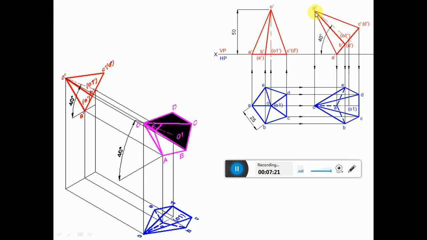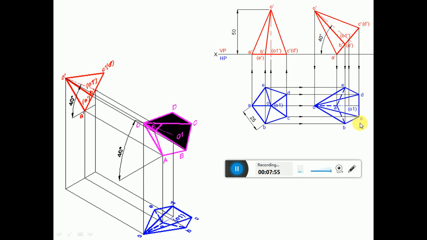Since you need to draw the top view, draw a vertical projector from O dash and draw a horizontal projector from O to get this point O. Similarly, draw a vertical projector from A dash and draw a horizontal projector from A to get this point. Then draw a vertical projector from B dash E dash and draw a horizontal projector from B and E to get this point BE. Similarly, draw a vertical projector from O1 dash and draw a horizontal projector from O1 to get this point O1. And draw a vertical projector from C dash D dash and draw a horizontal projector from C and D to get this point CD.